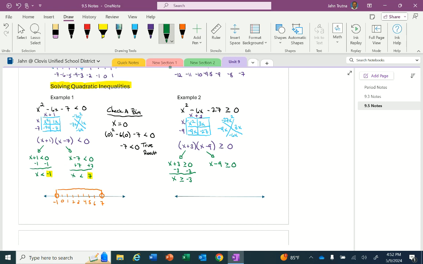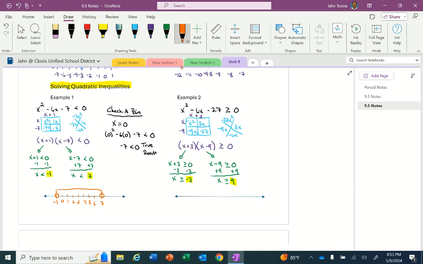Okay, solving x minus 9 is greater than or equal to 0. I would add 9 to both sides of the equation. That gives me a solution of x is greater than or equal to 9. We good so far? Awesome. So there's my two solution numbers, negative 3 and positive 9.